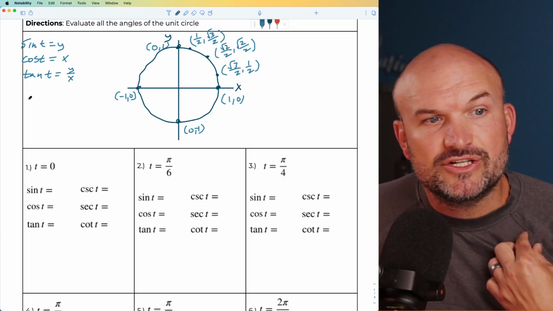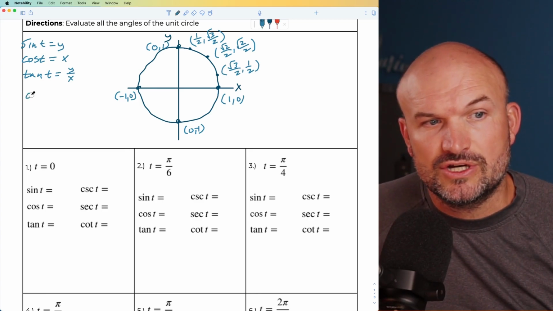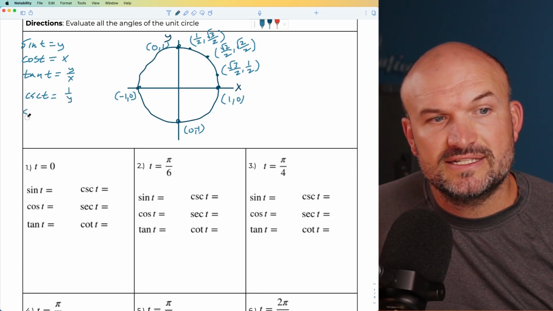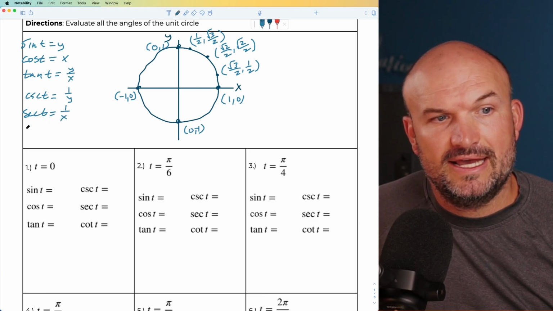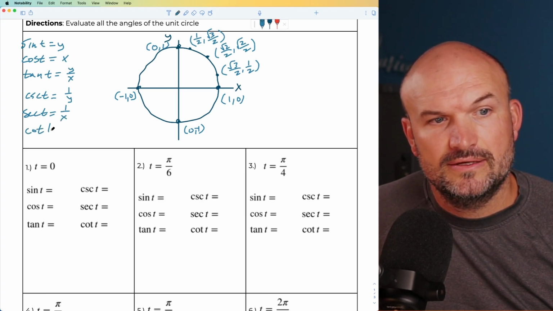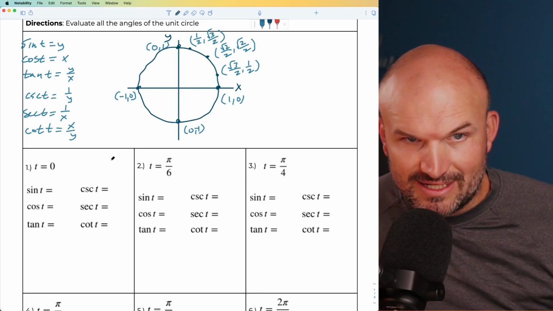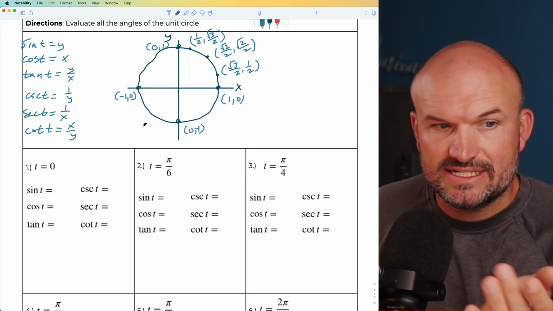The next thing we need to make sure we know is the reciprocal functions. Cosecant of t is going to be 1 over y. Secant of t is going to equal 1 over x. And cotangent of t is going to equal x over y. Okay, so now let's get into it. Sine is going to represent the y coordinate.